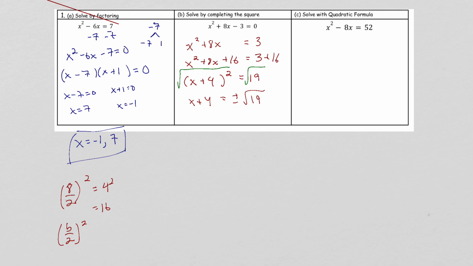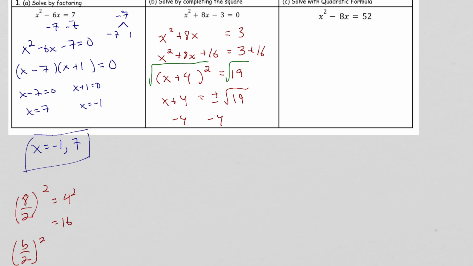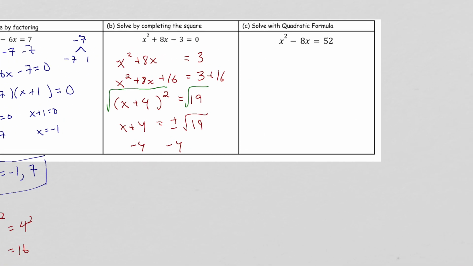The last step is to subtract 4 from both sides. And when we do that, I get a minus 4 here. That cancels. And then a minus 4 on the right side too. And I'm going to just move this over there. And then we get x equals a negative 4 plus or minus square root 19. Put a big box around my answer. That's the answer for that one.